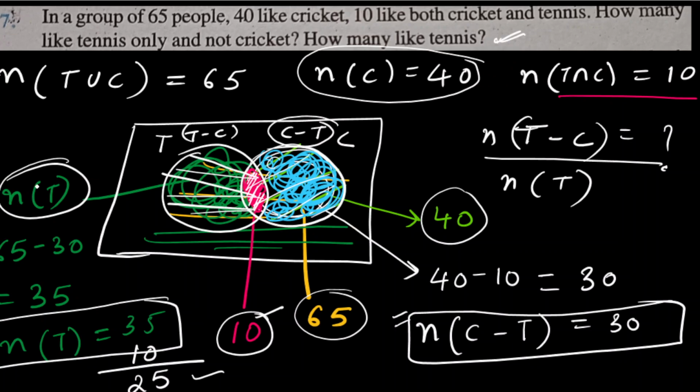Now if I know how many like tennis, and from the common part I know how many like both tennis and cricket, those are 10. So I can subtract this common part and easily find how many like tennis but not cricket. This is how we can do it with the help of the Venn diagram, but a little bit of understanding should be there about what each part means. So with different colors I have highlighted and tried my best to explain.